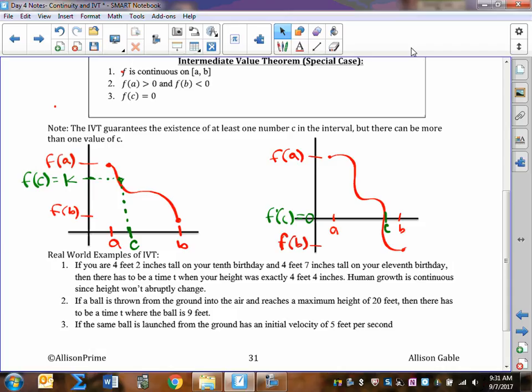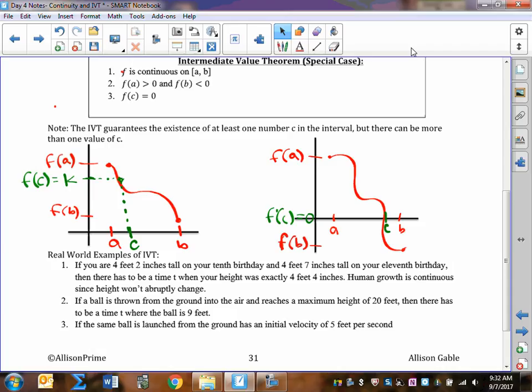So my height falls in between the beginning and ending height, which means at some point in time between x equal to 10 and x equal to 11, sometime within there, my height was exactly 4 feet 4. We know this because human growth is continuous. You're not suddenly 4 feet 2 one day, and then in an instant, you go 4 feet 7, right? We actually grow slowly over time.